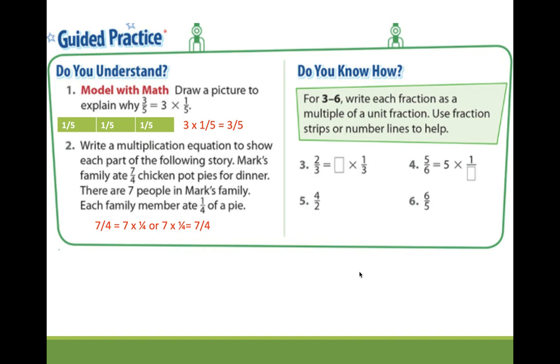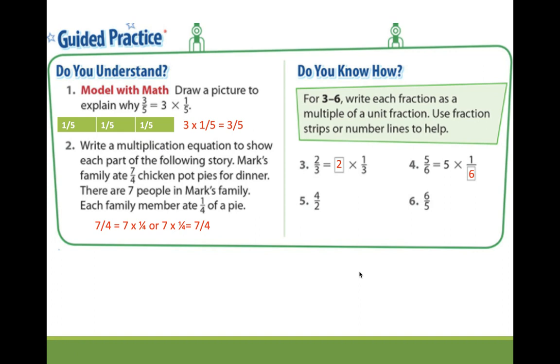All right, so now let's try over here. It says numbers 3 through 6, write each fraction as a multiple of a unit fraction. So 2/3 would be what times 1/3? Well, what's my numerator? It's a 2, so 2 times 1/3 would give me 2/3. 5 times 1 what would give me 5/6? Well, what's my denominator? It's a 6, so 5 times 1/6 would give me 5/6.